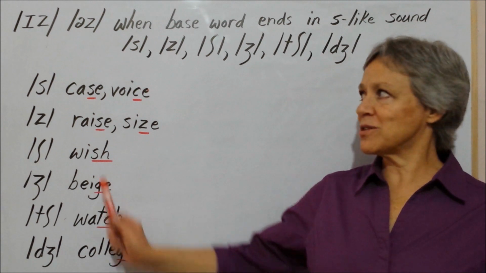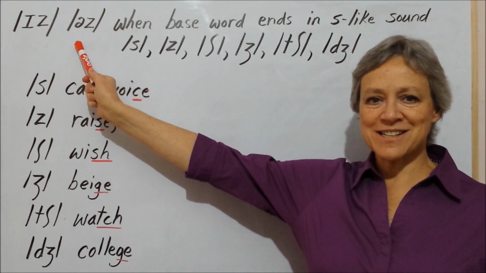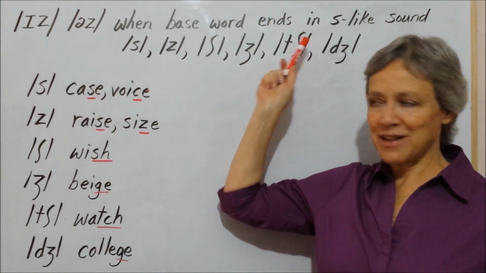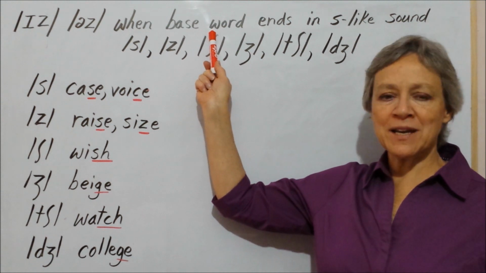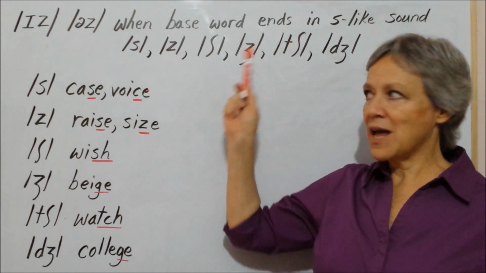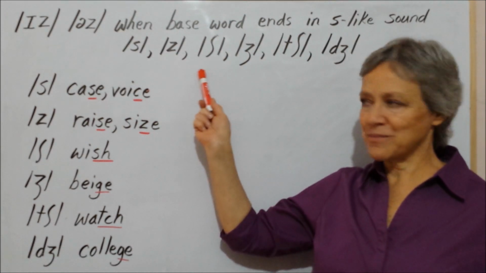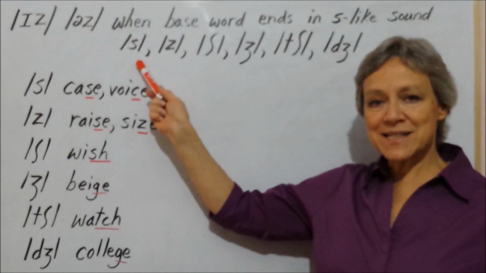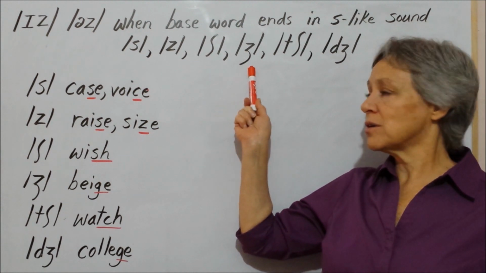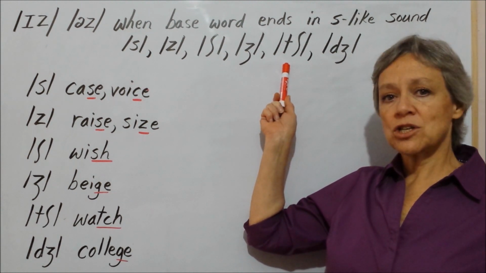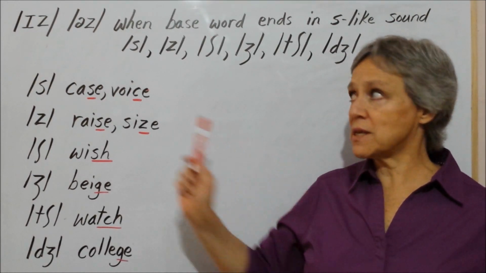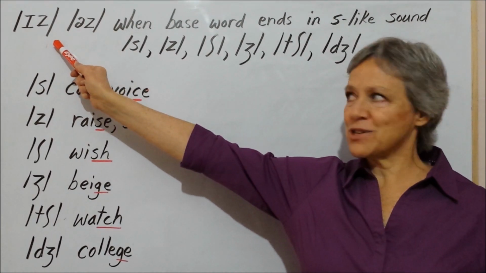The S ending sounds like IZ or uz when the base word ends in an S-like sound. By base word, I mean the word that we are adding the S to. By S-like sound, I mean any one of these sounds. So if the base word ends in S, Z, Sh, J, Ch, or J, then when I add the S, it will sound like IZ. In some cases, uz.